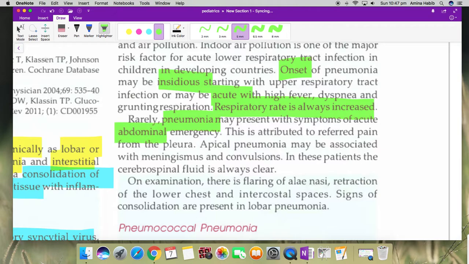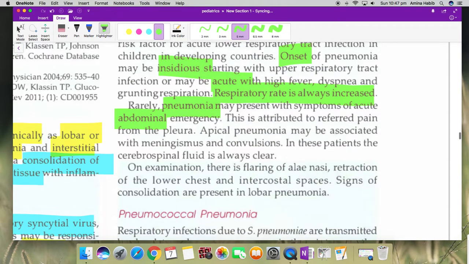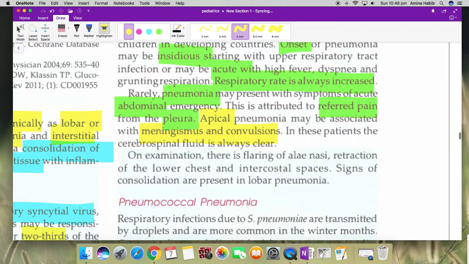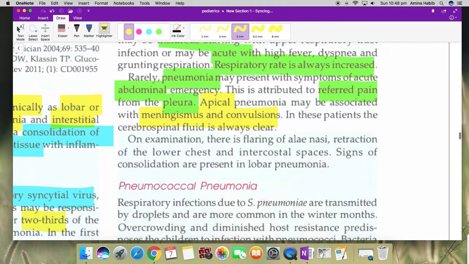Rarely, pneumonia may present with symptoms of acute abdomen because of the referred pain. Yes, referred pain of the pleura in the epigastric area, sometimes in the shoulder also. If it is apical pneumonia, then there will be meningismus and convulsions. In these patients, the CSF is always clear. And then other things like grunting, flaring, retraction, and signs of consolidation.